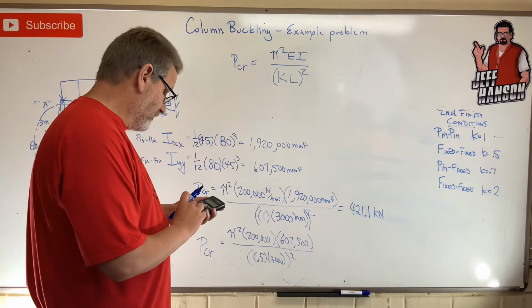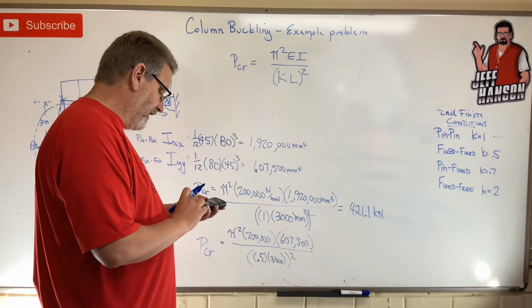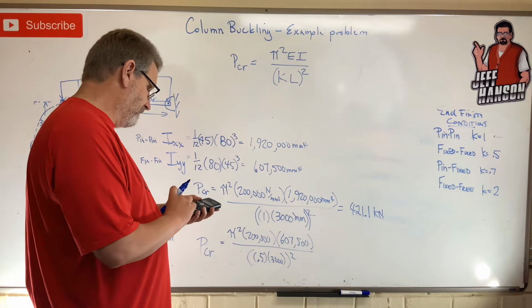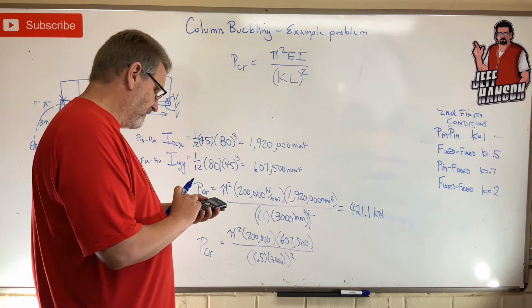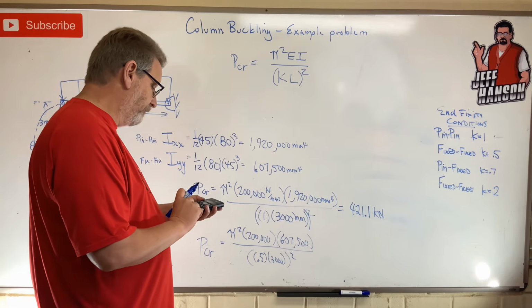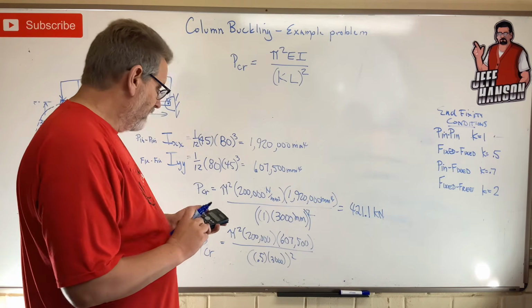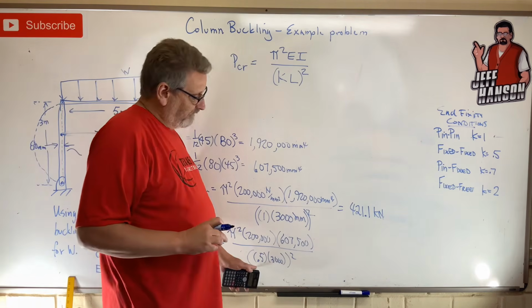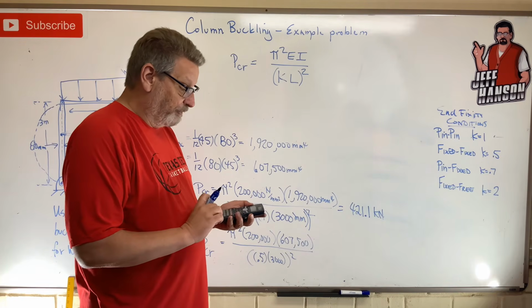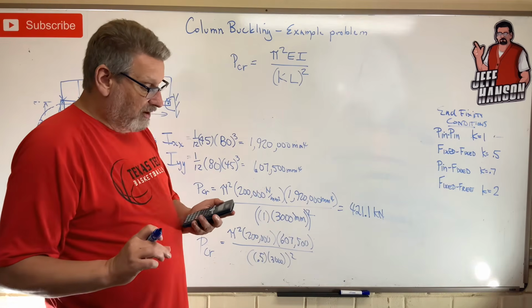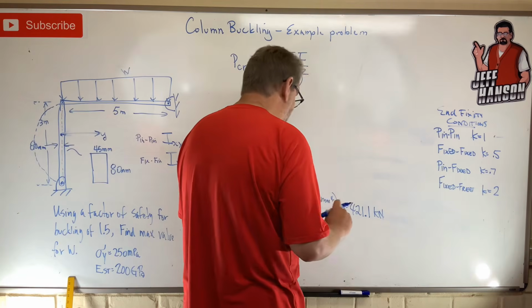Let's see. So here we go. Pi squared times 200,000, 123 times 607,500 divided by 3,000 times 0.5, that's 1,500, right? 1,500 squared equals, bam, woo, 532.95. So 533.